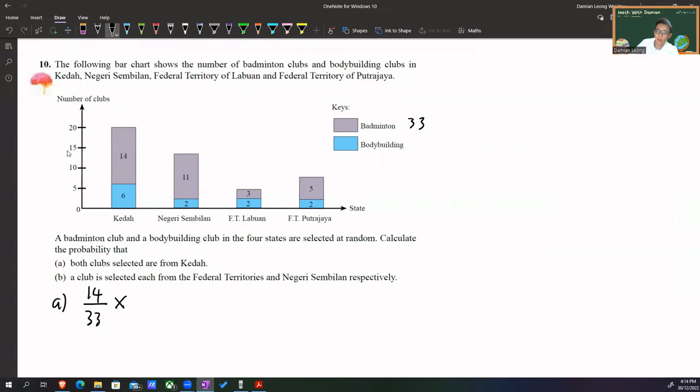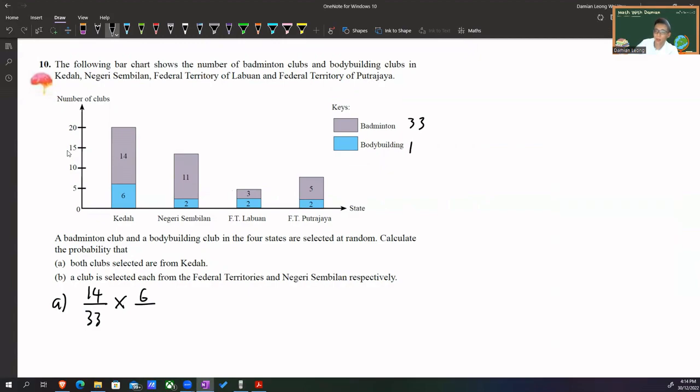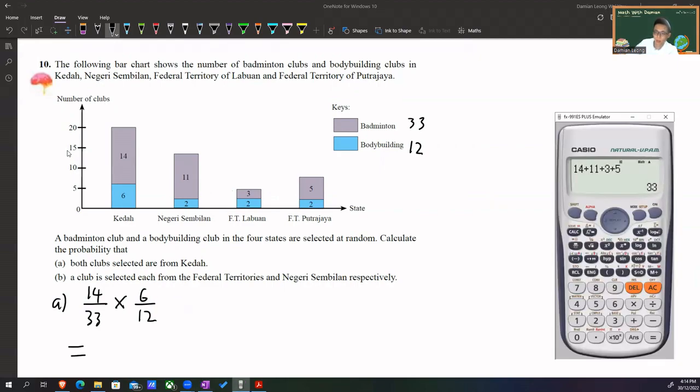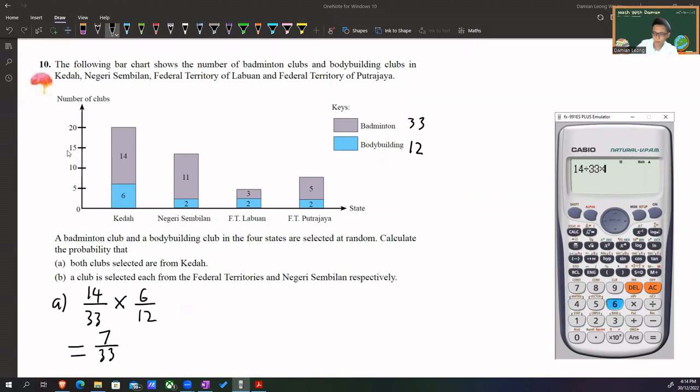And bodybuilding club from Kedah, 6 are from Kedah out of 6 plus 2 plus 2 plus 2. Sorry, there are 12 bodybuilding clubs in total. So I just calculate 14 over 33 times 6 over 12, which is 7 over 33. You can see 7 over 33.